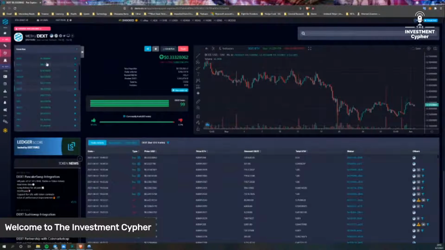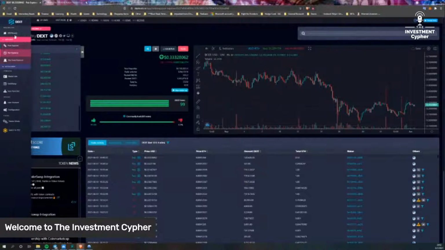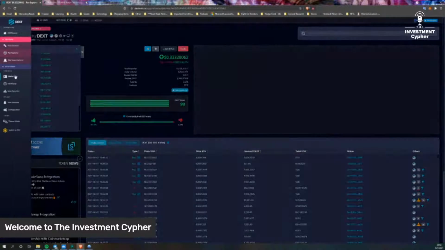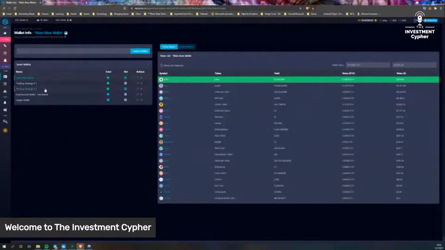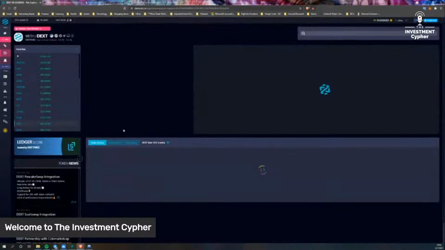I think with the free version you only get like 4 on your watch list. You can do wallet info. I have my wallets here that I can keep track of different stuff, and all kinds of different stuff.